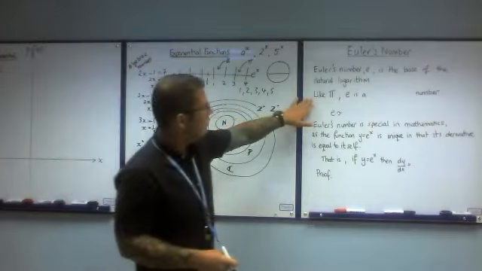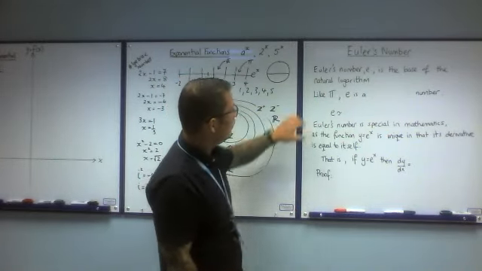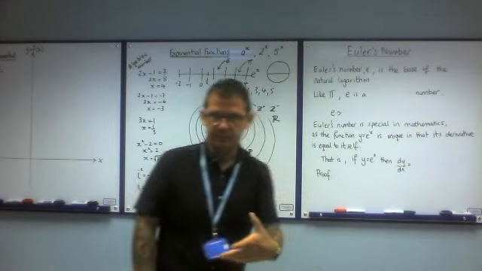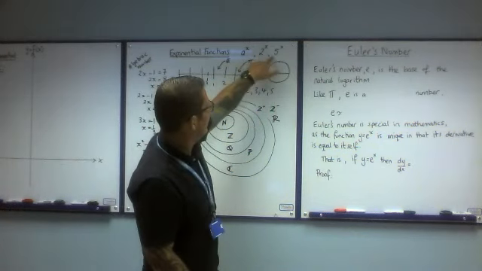So over here, and I'm going to start filling in this board now because it's slightly different, Euler's number e is the base of the natural logarithm. What that means is that here we look at our bases.